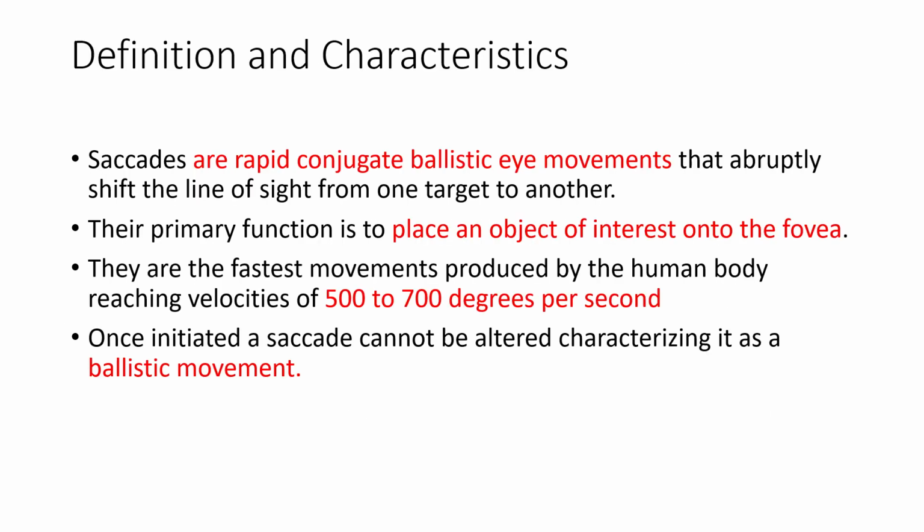Coming to saccades. Saccades are rapid conjugate ballistic eye movements that abruptly shift the line of sight from one target to another. Their primary function is to place an object of interest onto the fovea. They are the fastest movements produced by the human body, reaching velocities of 500 to 700 degrees per second. Once initiated, a saccade cannot be altered, characterizing it as a ballistic movement.